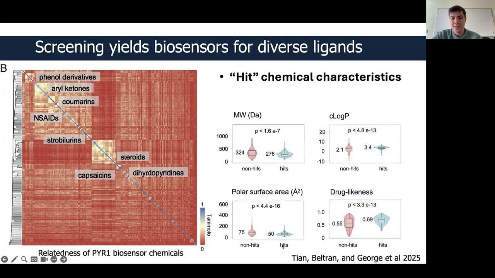And then for polar surface area and C log P, you can see it has a lower polar surface area and a higher C log P. This suggests that a lot of our hits are better taken up with passive transport into yeast, because we did all this screening in yeast, which also makes sense. And so typically things are going to be transported better as well. And then drug likeness is a compilation of scores, but many of our hits were more drug-like than the non-hits that we saw, which is something that you see often for these kinds of screens.